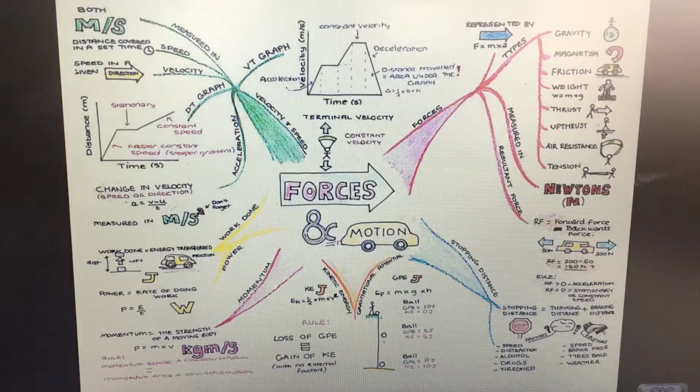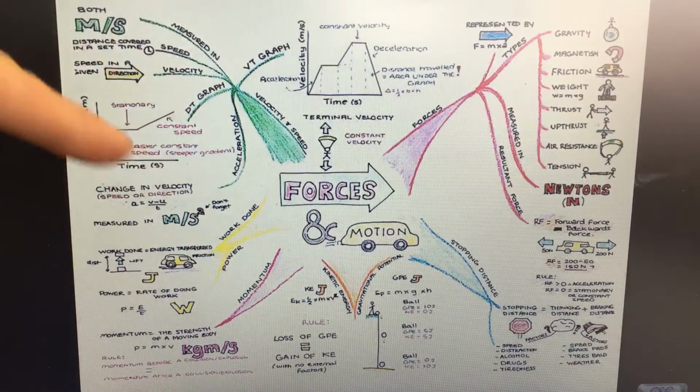Now the rule you need to remember for momentum is momentum before a collision or an explosion or a crash is equal to the momentum after a collision or an explosion or a crash, because momentum is conserved, we say. So you can use this to then work out maybe the speed of an object after a collision or a crash, okay? It's just a case of doing a bit of maths. There is a video on this as well if you have a look.